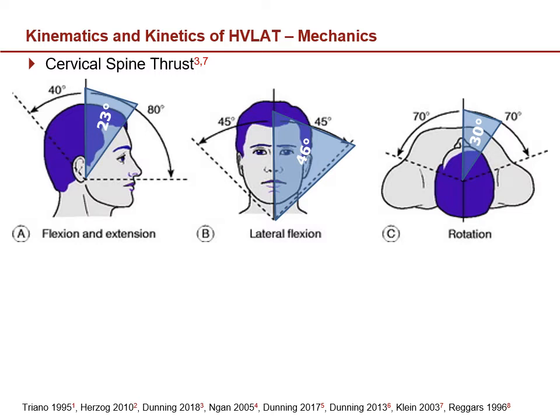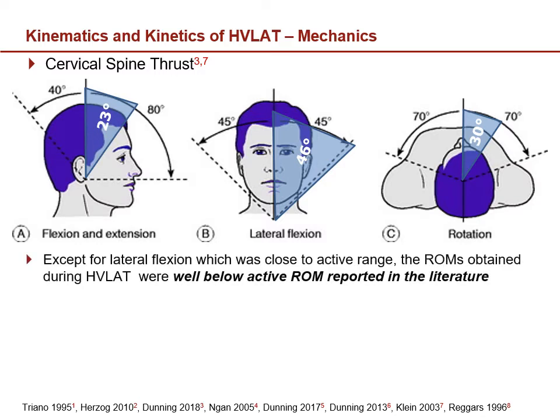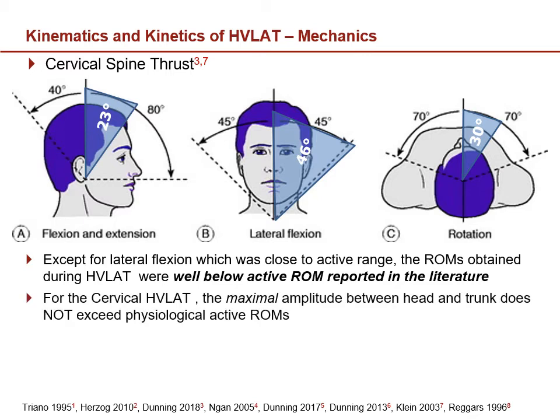And so besides for lateral flexion, there's a considerably small percentage of the available range and the natural physiological range of motion of the neck that is taken up in each of the sagittal as well as the transverse planes. So the range of motions obtained during HVLAT are well below the active range of motions reported in the literature. This is essentially the take-home point. For the cervical HVLAT, the maximal amplitude between the head and trunk does not exceed physiological active ranges of motion.